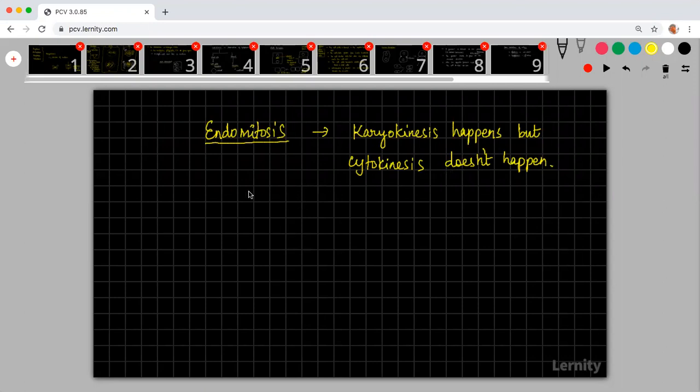So in such a case, what will happen? It results in a single cell with multiple nucleus.